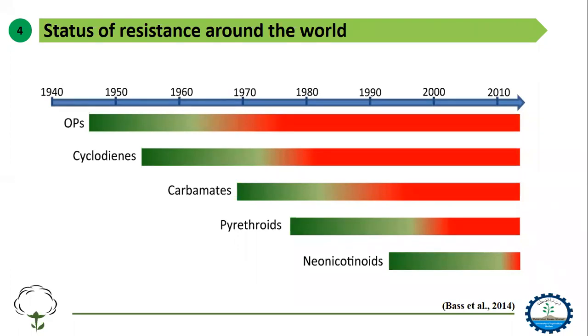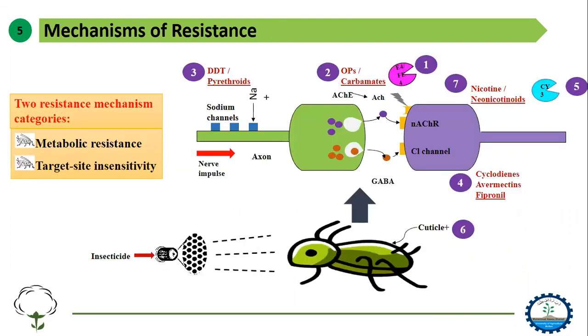But this insecticide has also developed resistance seriously. So for resistance monitoring, what we should know is the mechanism behind it. What mechanism is basically involved in the resistance development? And here we will discuss two major resistance mechanisms. The first one is metabolic resistance, and the other one is target site insensitivity.